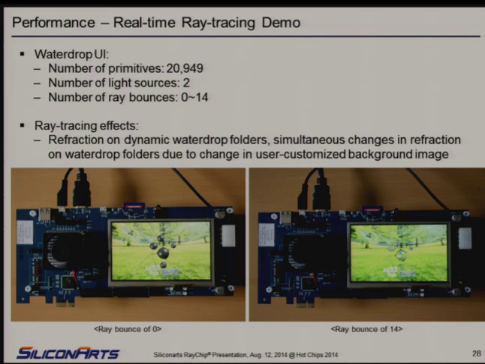This is an interesting user interface demo with water drops being the folders for app icon storage. The left-hand side shows gray opaque water drop folders. On the other hand, the right-hand image shows natural refraction image on water drop folders.